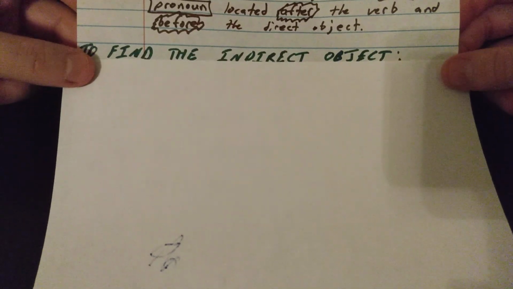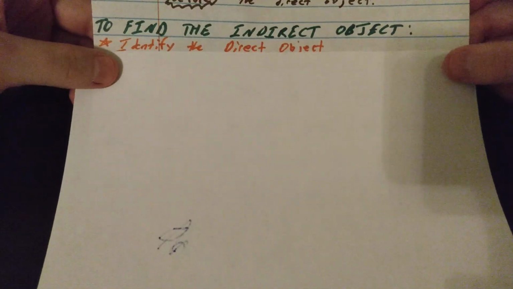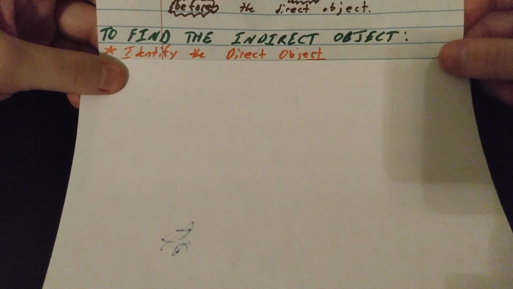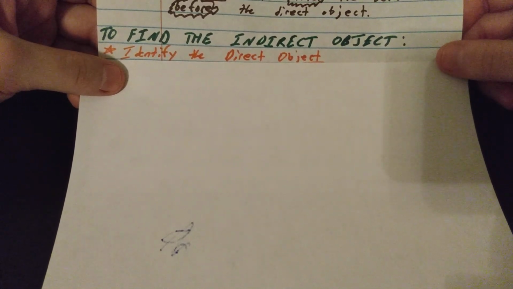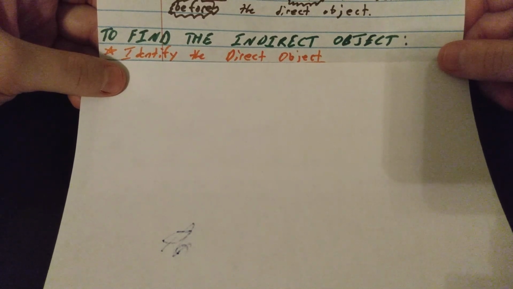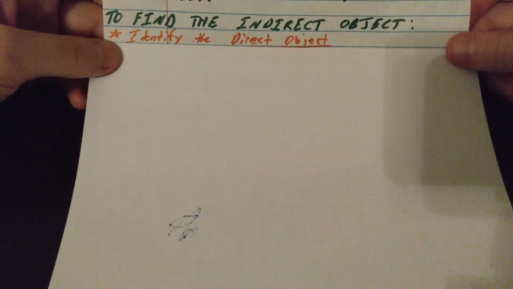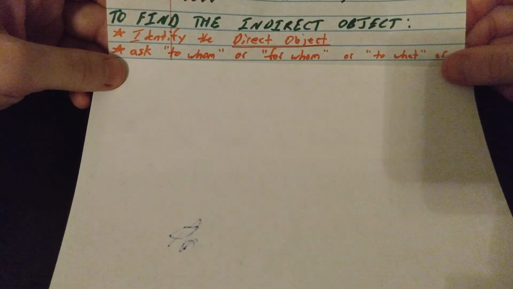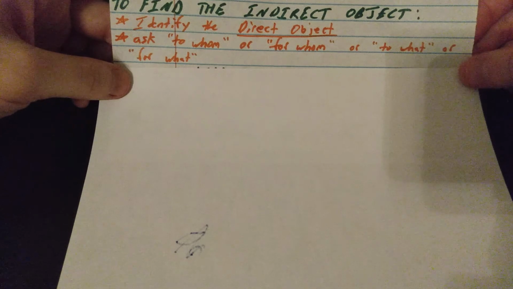So let's do some practice with this. To find an indirect object, the first thing you have to do is identify the direct object, which means you'll have to find the transitive verb. If there's a direct object, there's got to be a transitive verb. So you'll have to find that. And after you've found the direct object, you have to ask yourself, to whom or for whom, or to what or for what. I'll get into that a little bit more. So let's look at an example.